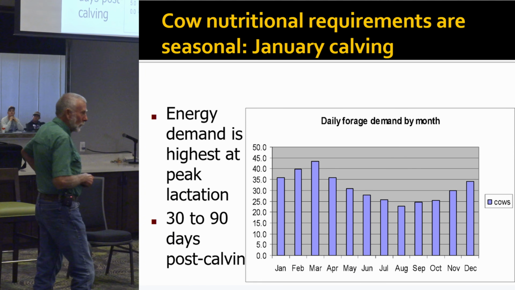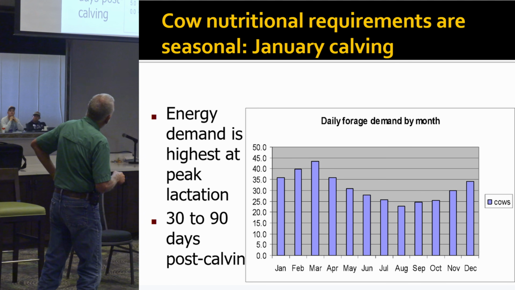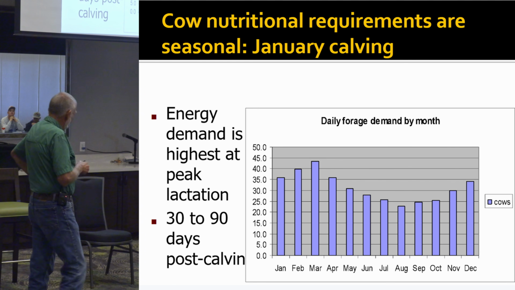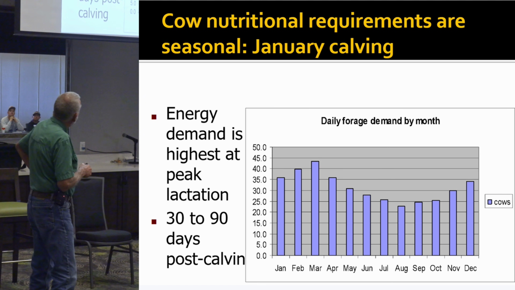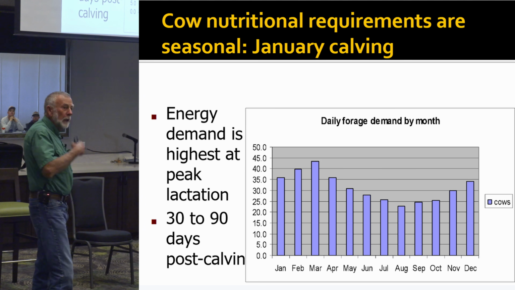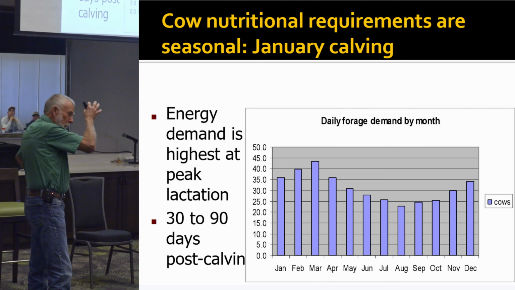Breeding females have a very predictable cyclic demand for both quantity of feed and quality of feed. And so this graph here, I'm not saying you should calve in January. It's just easy to look at a calendar, January through December. These bars are the average daily forage intake requirement for this particular cow. Now, this example is an approximately 1,300 pound cow of moderate to superior milking ability.